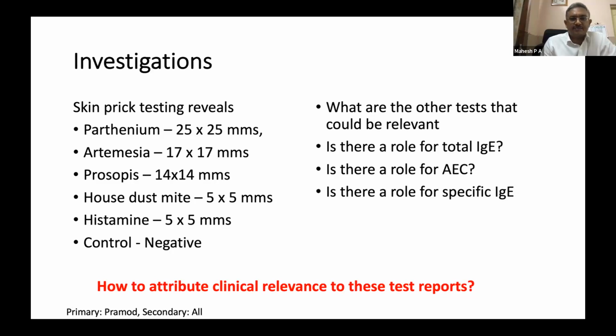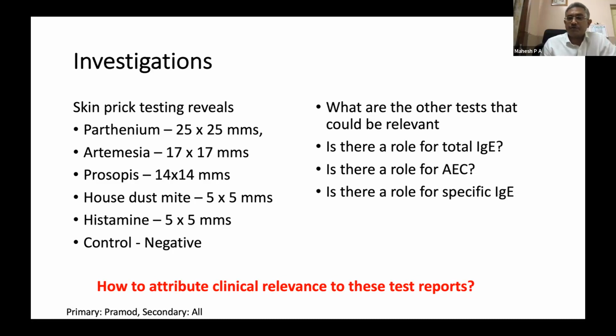Parthenium and Artemisia are both weeds; the wheals are about 25 and 17. Prosopis is a tree, about 14. House dust mite is about 5. Histamine is 5 and control is negative. Now, can I request Pramod to share his thoughts on the skin prick test results? All the rest are negative.